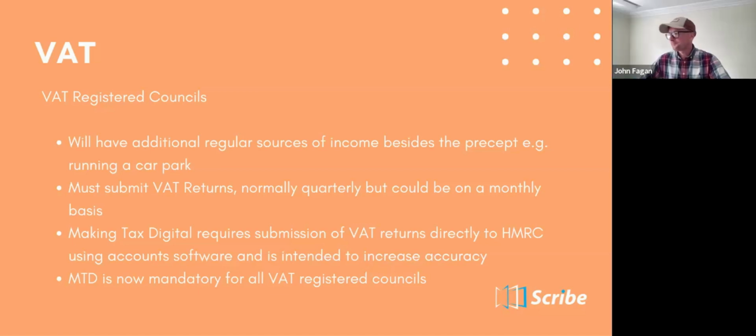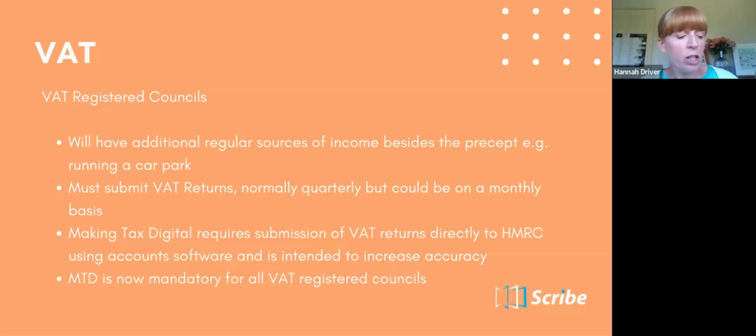Okay, so VAT registered councils then next. So this would be where you do have an additional regular source of income besides the precepts, such as, I put there, running a car park. And that means you will need to submit VAT returns. Now, normally that would be on a quarterly basis, possibly monthly.